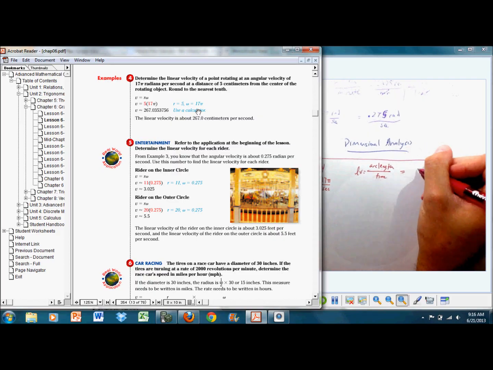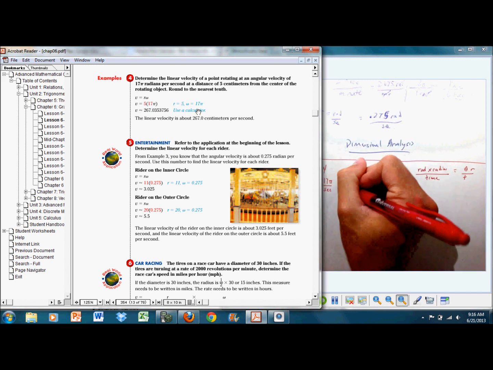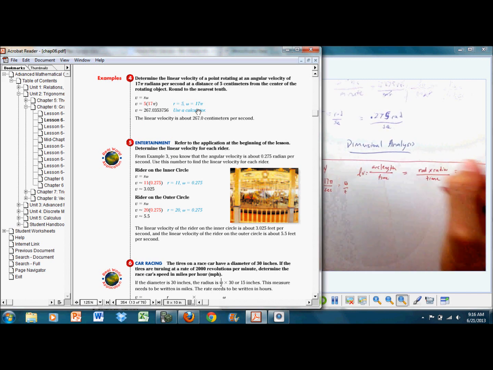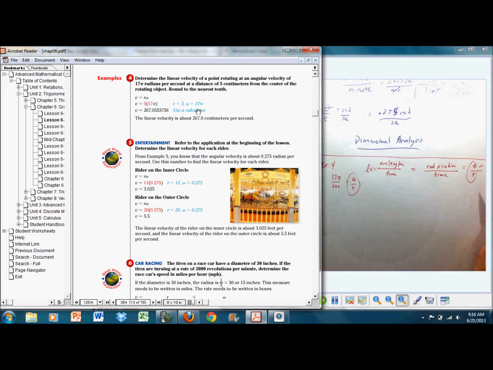What's arc length? Arc length is the radians times the radius, over time. Okay, so it's theta times r over t. And in this problem they actually told us that the angular velocity, which is theta over t, is 17 pi. So they actually gave us this part of it.